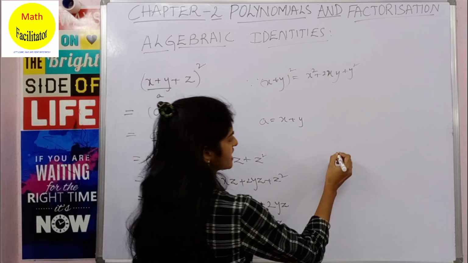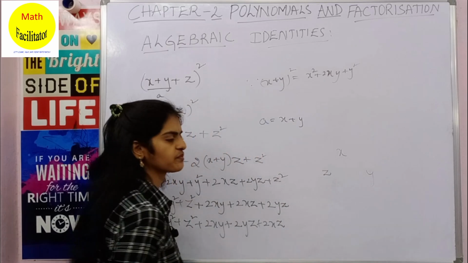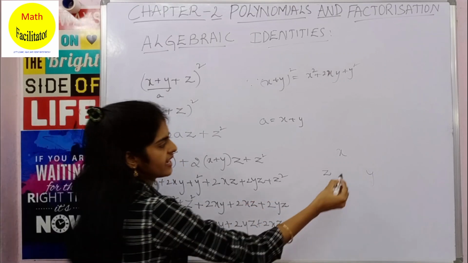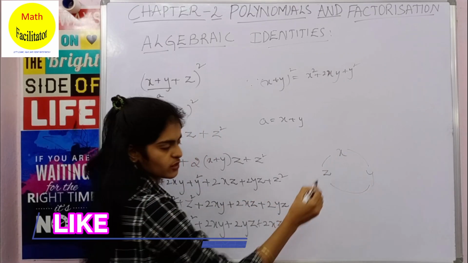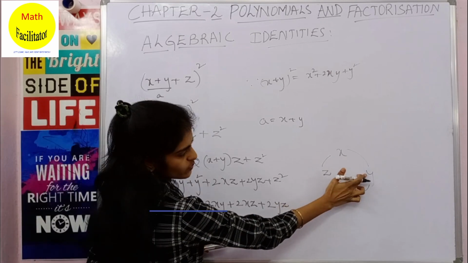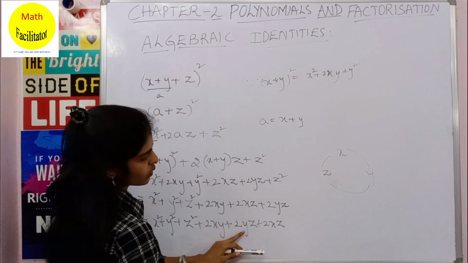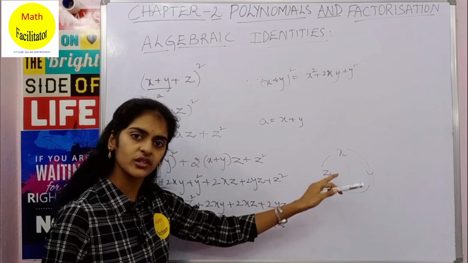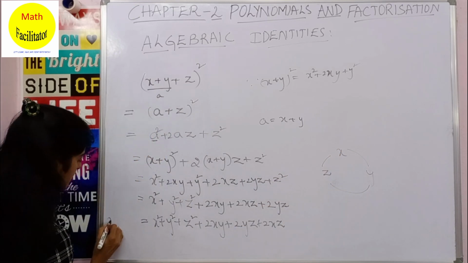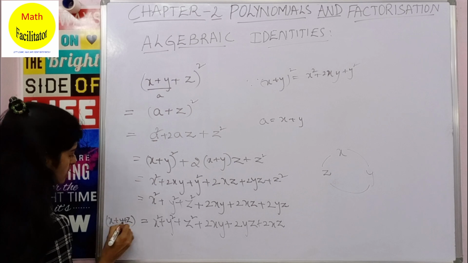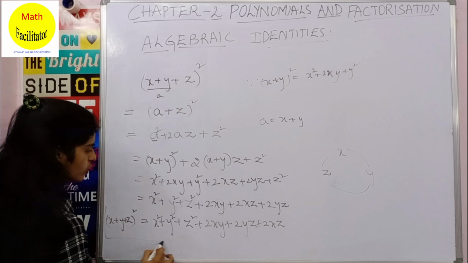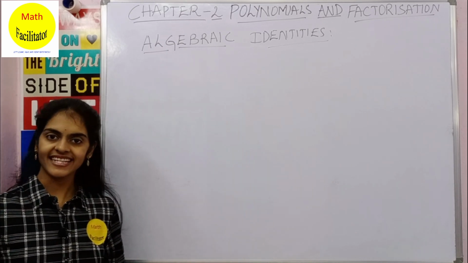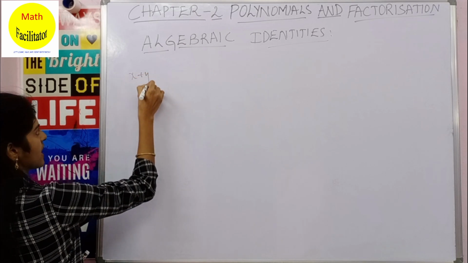In an easier method, x, y, z are cyclic. Firstly you will write x square plus y square plus z square. Then you will write 2xy, then you will write 2yz, then you will write 2zx or xz; both are the same. So this is nothing but (x plus y plus z) whole square. Clear? So this identity we are going to use now in our calculations to make our calculations easier. Now let us learn the next identity: (x plus y) whole cube.